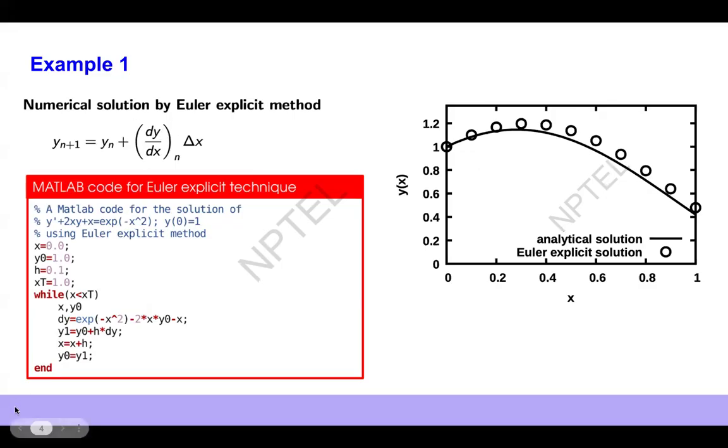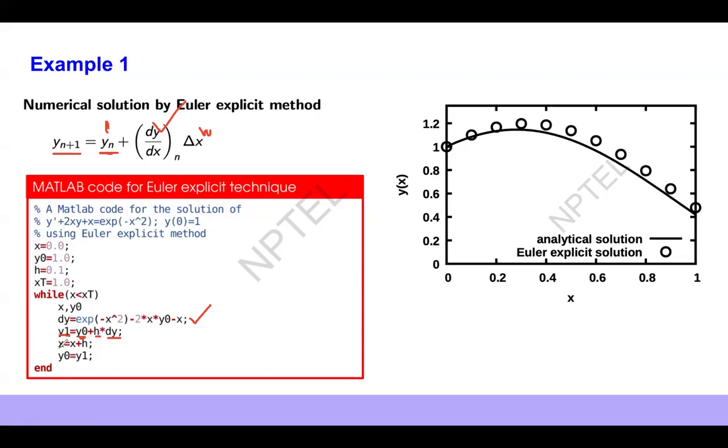Then you use this formula. You have calculated this portion. dx you already know, which is nothing but your h. Now you know the starting value of y is 1, so everything is known to you. Now we can calculate y n plus 1. Y n plus 1 is equal to y0, your starting value, plus h multiplied by dy. You get the next y value.